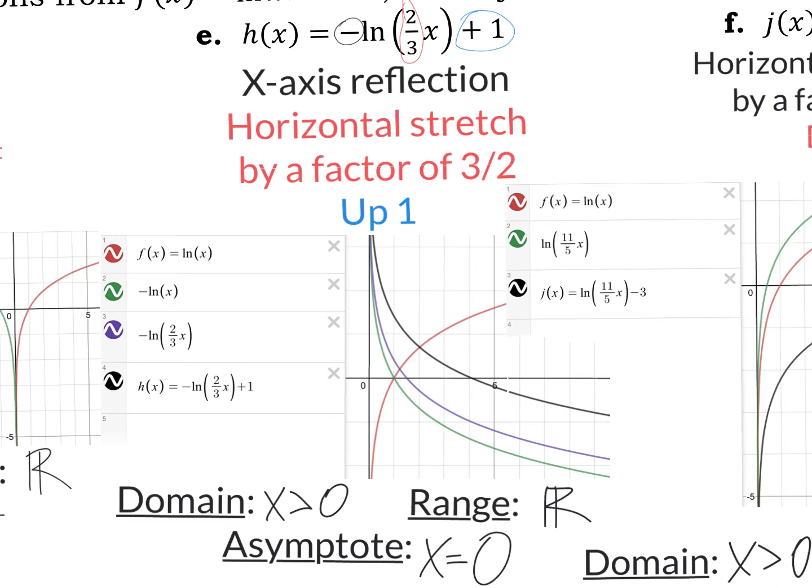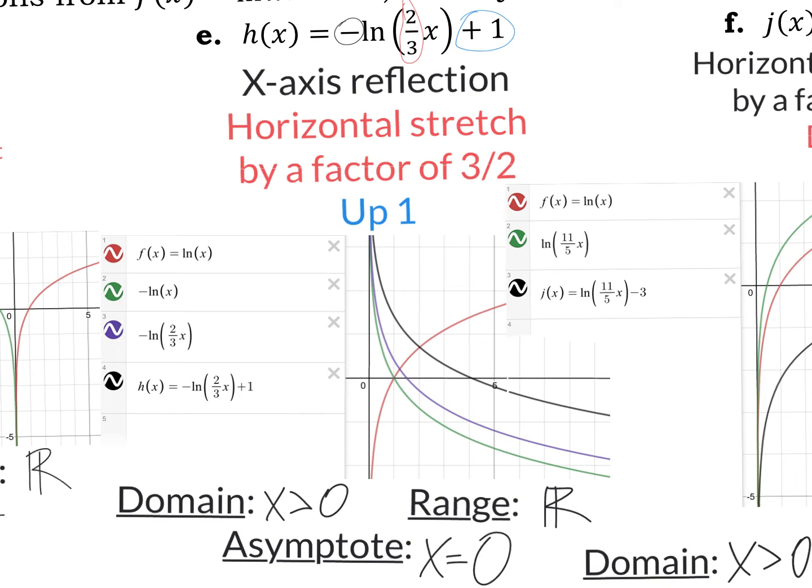Okay, on example E here, I have a negative on the outside, so that's going to make it reflect across the x-axis. You can see the original, it's covered up by the picture right there, but the original is going up, and then the new one's now going down. You have a 2/3 on the inside, and it's less than 1, so that's going to be a horizontal stretch. And so that's going to make it look like it's getting wider or not quite as tall. And remember, since it's horizontal, you flip the factor. So you say horizontal stretch by a factor of 3/2.